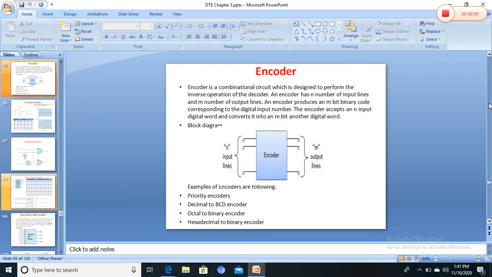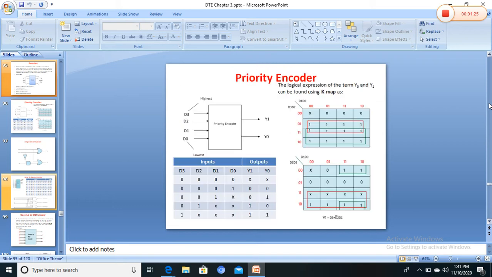There are different types. First is the priority encoder. Second is the decimal to BCD encoder. Third is the octal to binary encoder. And fourth is the hexadecimal to binary encoder. These are the different types of encoder. This is a combinational circuit. It has n inputs and m outputs, and it takes n input digital words and converts them into m digital words. These are the types of encoder we study.